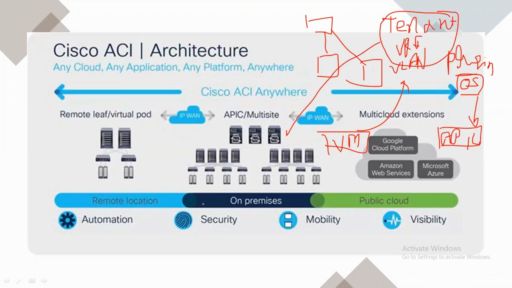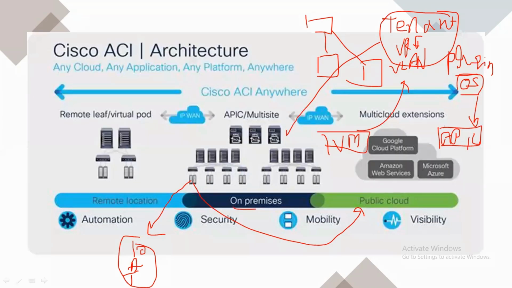Now let's suppose there is one server. This is the server, and this server is in your on premises. This is in VLAN number 10. This is under VRF A. This is under tenant, let's suppose tenant T. Now you want to migrate this server from on premises to the public cloud, or let's suppose you want the same server on your on premises as well as in your public cloud.